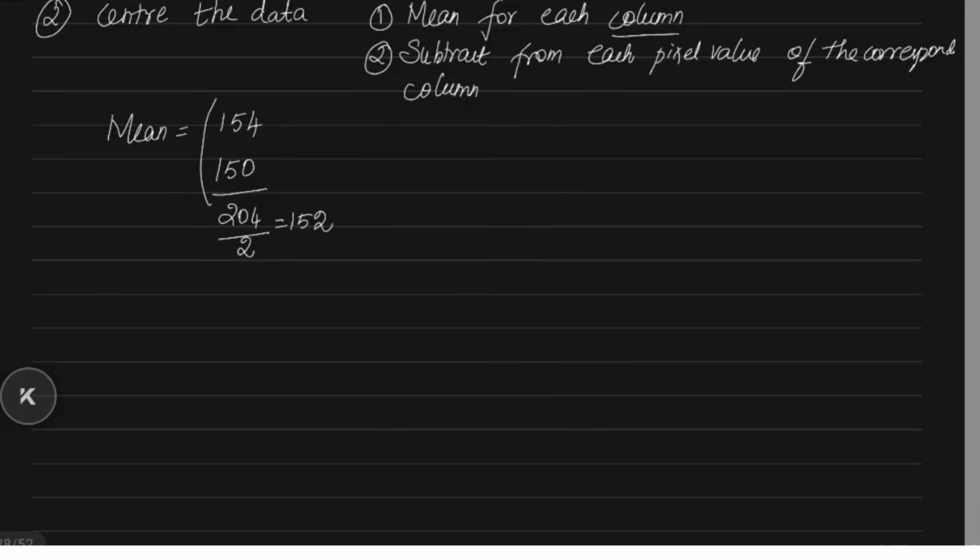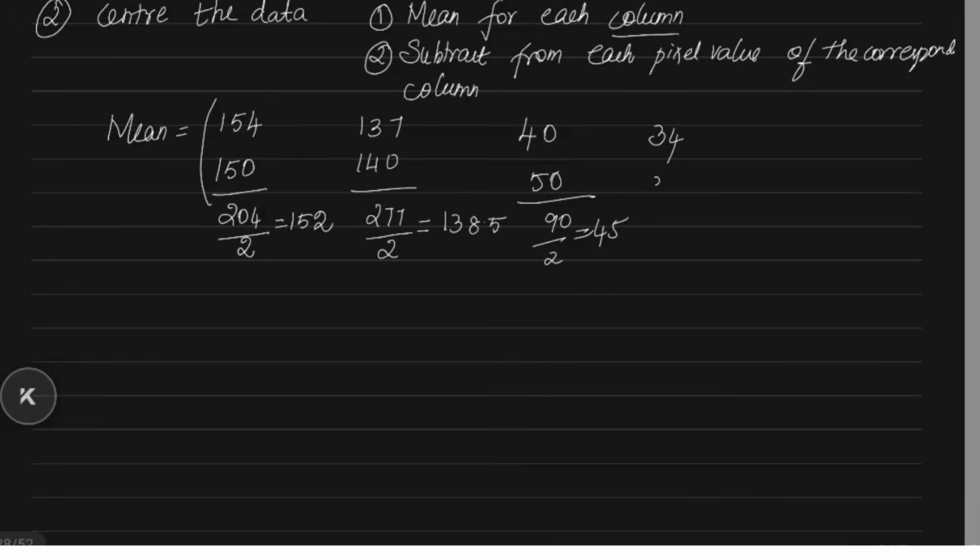Now coming to the second column, you have 137 and 140. When you add them, it will be 277, and you have two elements, so you divide by 2. Likewise for the next one, and lastly for the last column. Once you are done with this, you name the result X-centered.